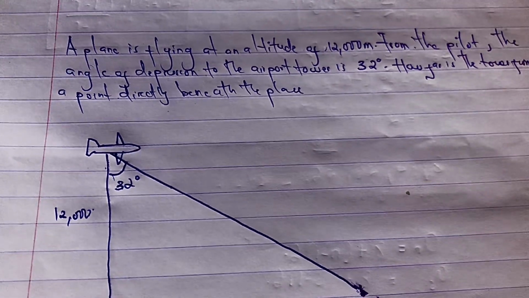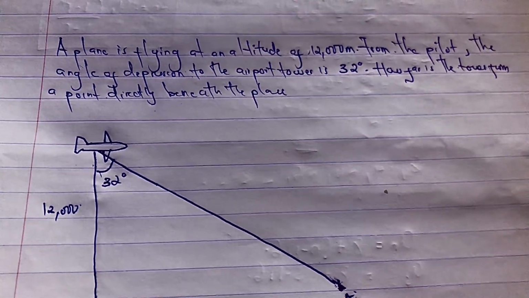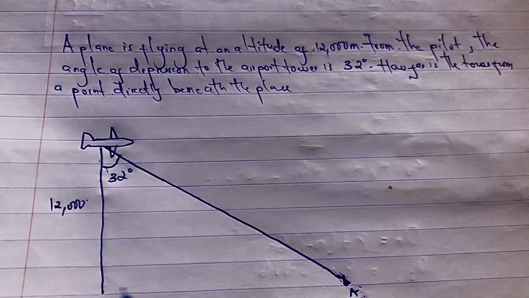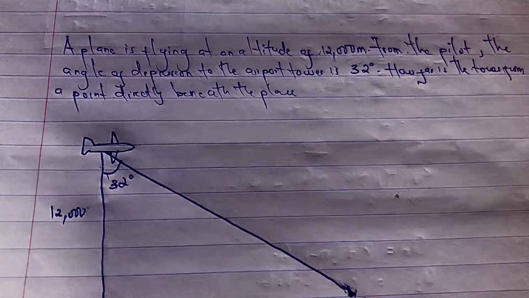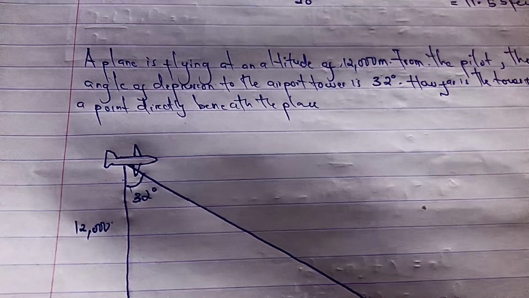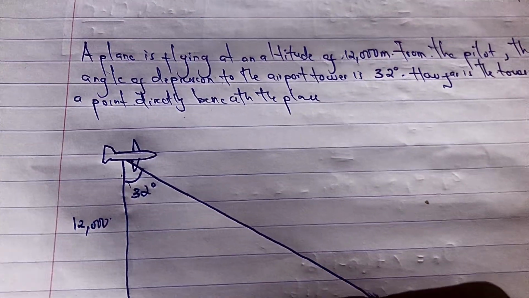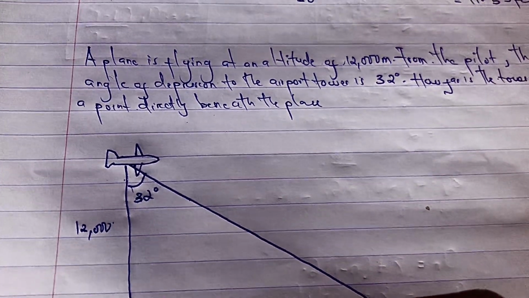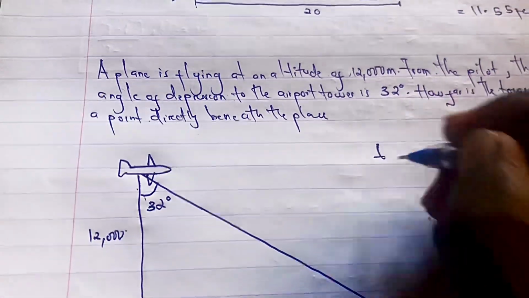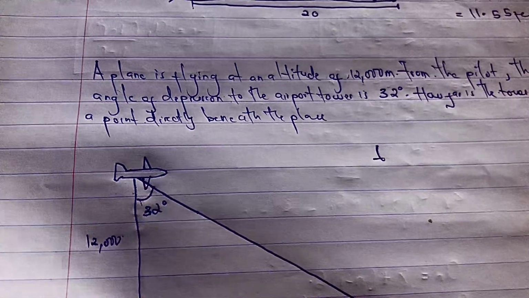Then afterwards they are telling us how far is the tower from the point directly beneath the aeroplane. They want this distance here, which we can call D. Let's call it the distance D. When you look at this, it's a right angled triangle.